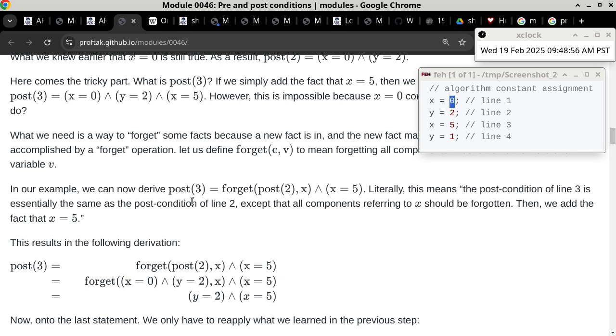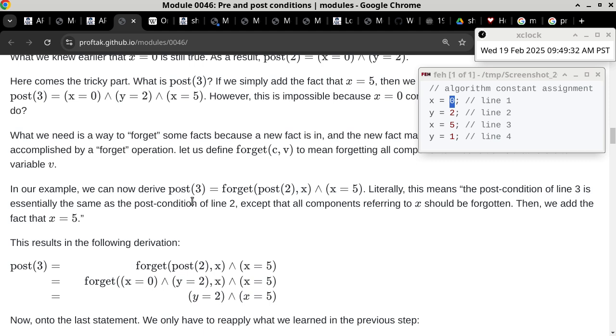So post 2, we have already figured out a little bit earlier, is x equals 0 and y equals 2. And we have to forget everything about x. So after we apply the forgetting, post 2 only has one thing remaining, which is y equals 2, because x equals 0 has to be forgotten. Is that okay? Exactly. So we exclude what we knew about x in post 2 because we are about to change x in an irreversible way.